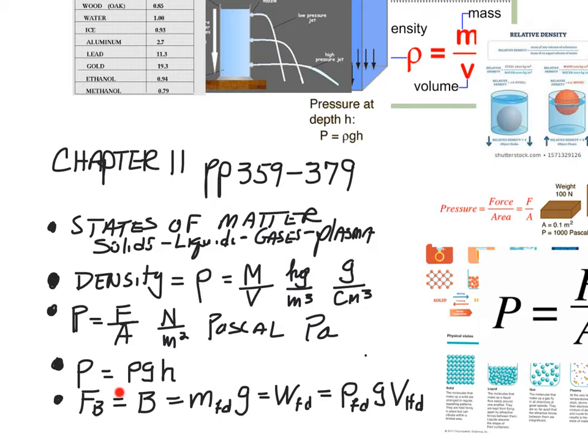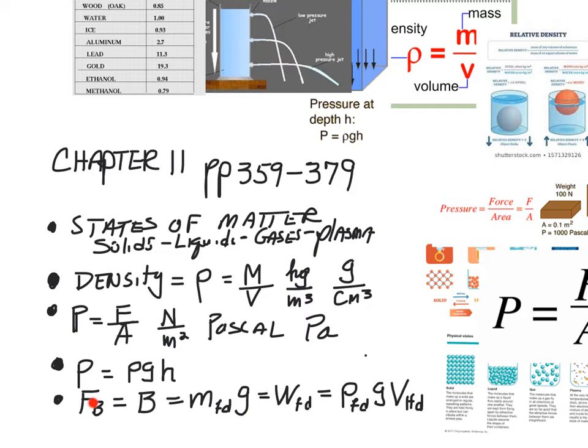And the final equation, yes, is what's called Archimedes' principle, or the buoyancy force. So when we put things in water, they may float, they may sink, they may weigh different amounts, and that is the force of the fluid on the object. It's called the buoyancy force. We'll label it F_B or B.